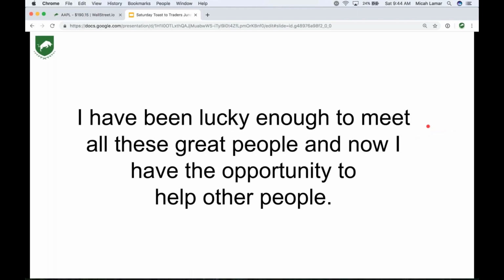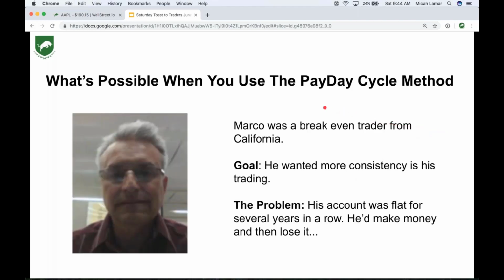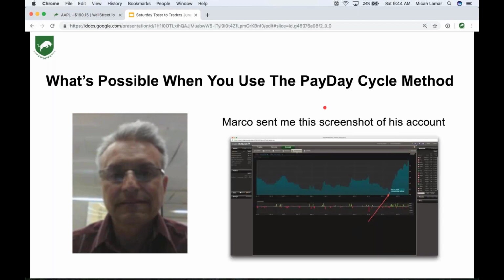And now I have the opportunity to help other people. So for example, here's one of my students, Marco. He was a break-even trader from California. His goal was simple. He wanted more consistency in his trading. His account was flat for many years in a row. He'd make money and then lose it. He was actually generous enough to send me a screenshot of his account.